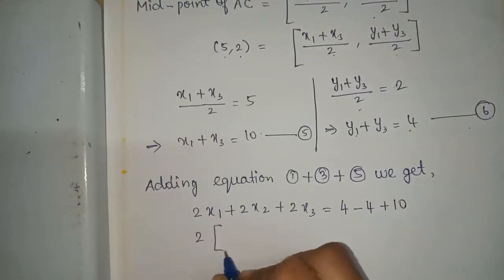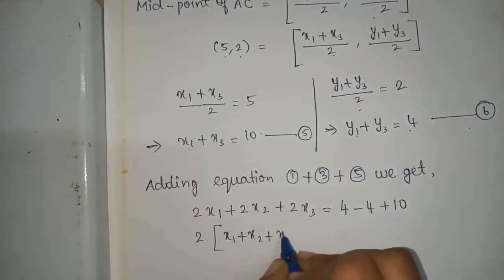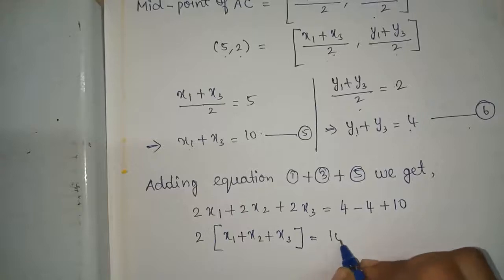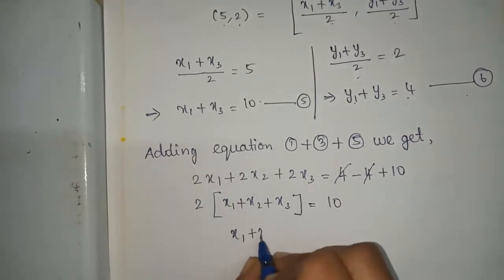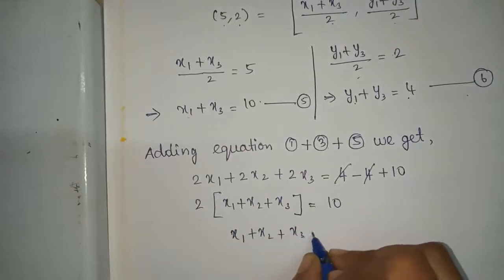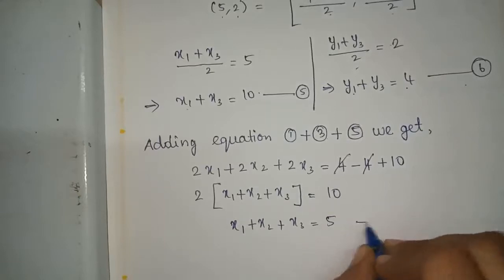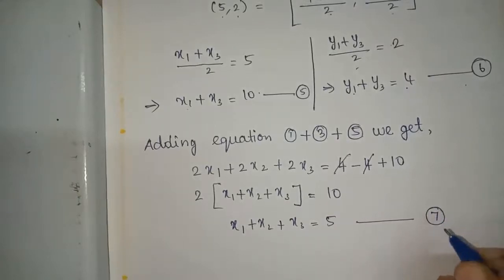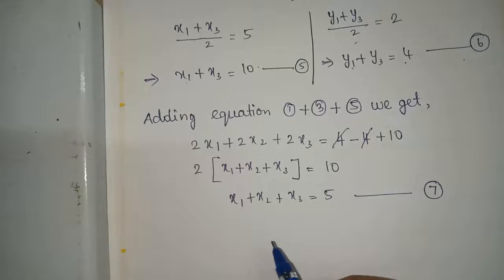So we are taking 2 common out. 2 times of (x1 plus x2 plus x3) is equal to 10, because plus 4 minus 4 gets cancelled. So x1 plus x2 plus x3 is equal to 10 divided by 2. We get 5. This is your equation number 7. Now substitute equations 1, 3 and 5 in equation 7. We get the values of x1, x2 and x3.